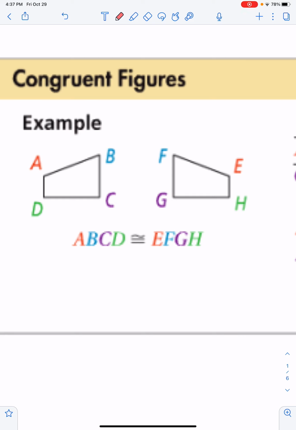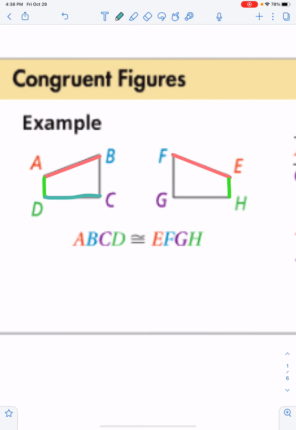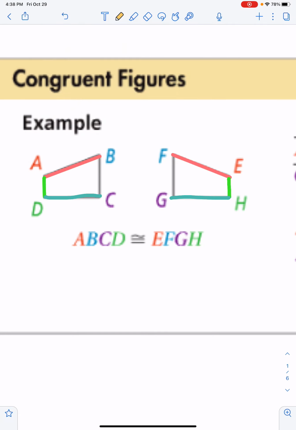So when a figure or a shape is congruent, it's just saying that each shape, let's do it this way. This side matches this side, and this side over here matches this side, and the bottoms match, and BC over here matches FG. So it's just saying each piece has a matching piece.